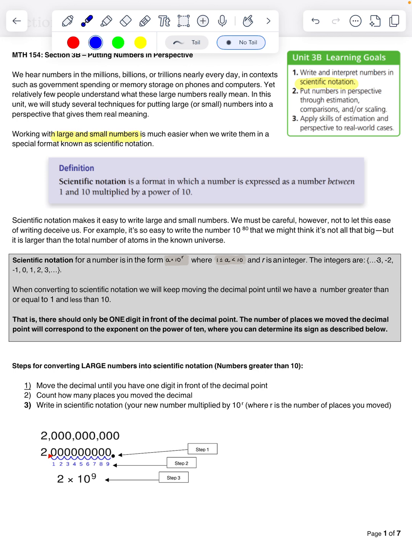Scientific notation will be in the form a times 10 to the r, where a is between 1 and 10, and r is an integer. The integers are whole numbers that you count with, plus 0 plus the negative numbers. So just a reminder on that one. Here's the example of the integers. -3, -2, -1, 0, 1, 2, 3. And the dots represent that we keep going in either direction.